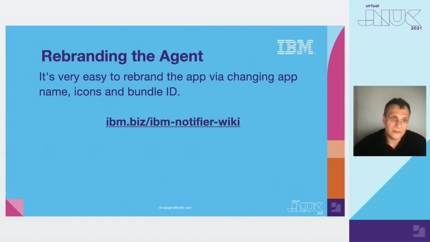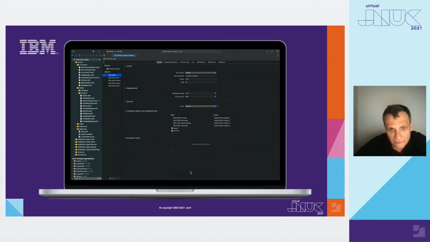Okay, so rebranding the agent. Once we open sourced IBM Notifier, the single most asked for feature was how to rebrand IBM Notifier to anybody's own liking. So we decided to put together a simple guideline on how to go about it, and again, it's published on our GitHub repo. On the next slide, we will show how it's done, and it's very easy to rebrand IBM Notifier to our own liking.